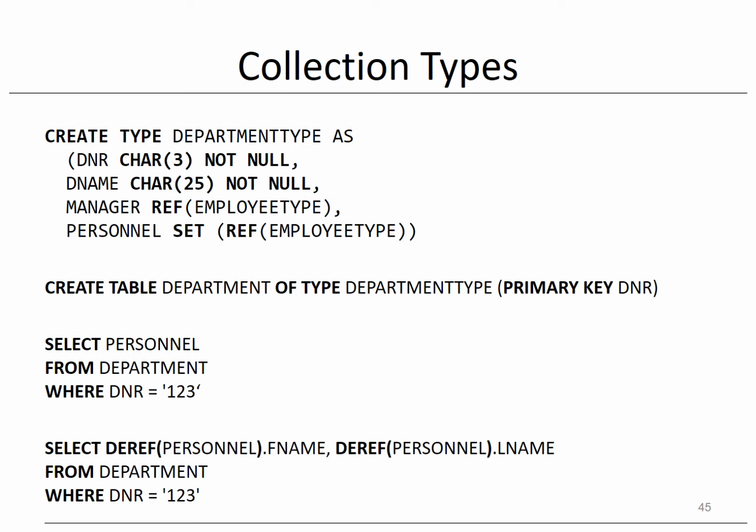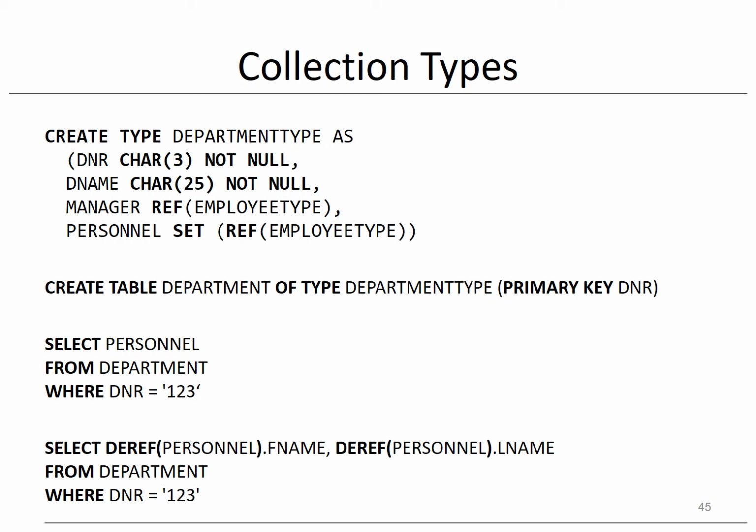Let's now also create a department type as illustrated here. Note the use of the ref operator for both manager and personnel. The former contains a reference or pointer to a manager-employee tuple, whereas the latter contains a set of references to the employees working in the department. Instead of a set, we could have also used an array or list to store the employee tuples in a specific order. We can now instantiate this type using the create table statement.